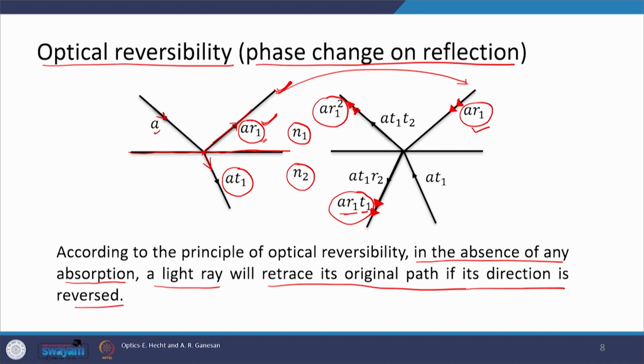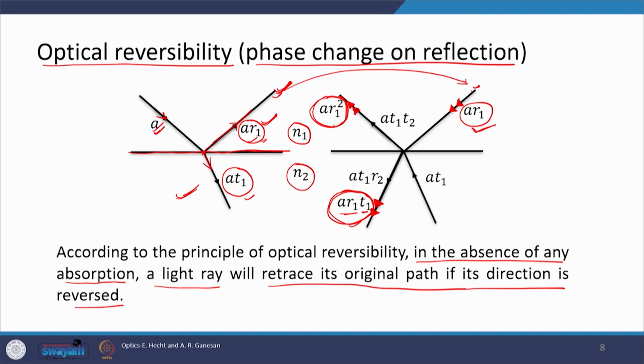We are just following this first system. A was incident, A R1 got reflected, A T1 got transmitted, and here A R1 was incident, A R1 into T1 got transmitted, A R1 into R1 got reflected, and this is how you can calculate the amplitudes of reflected and transmitted waves once the amplitude reflection and transmission coefficients are known. This is for this arm only.